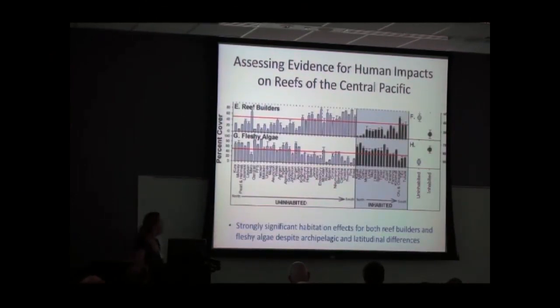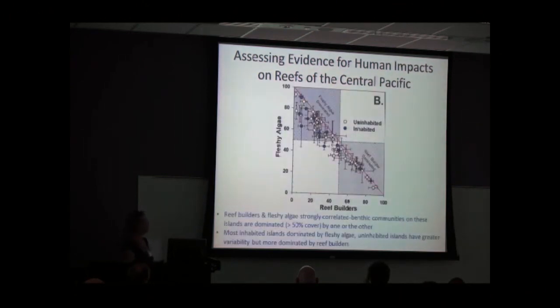So if we take this broader perspective and look at reef builders versus fleshy algae, we see many of the uninhabited islands showing greater than 50% of the bottom occupied by reef builders, whereas only one of the inhabited islands has the majority of the benthos occupied by reef builders. And we see significant habitation effects for reef builders as well as for fleshy algae. We see a much greater abundance of fleshy algae on the inhabited islands.